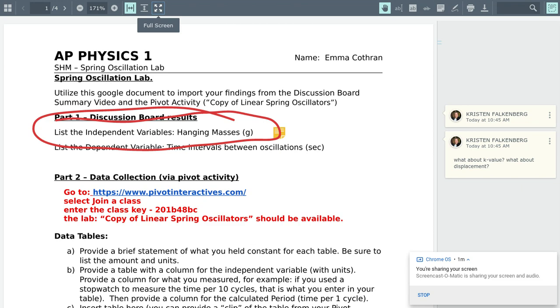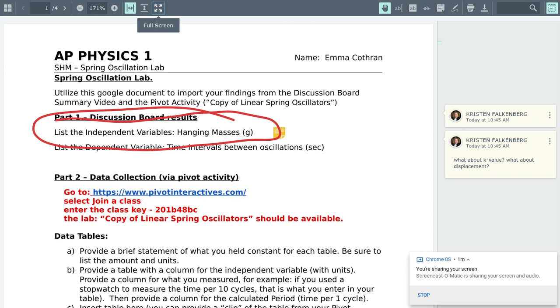In the lab, they give you options of selecting different masses, different K values, and different displacements. Now, there are only three, but it really does work out just fine. And then time intervals, okay?